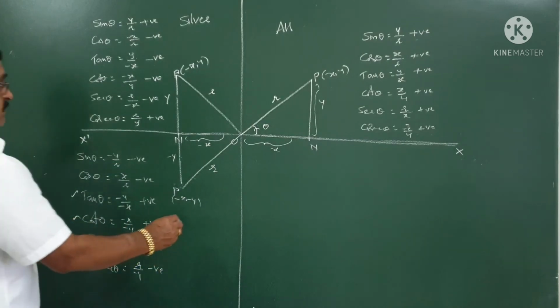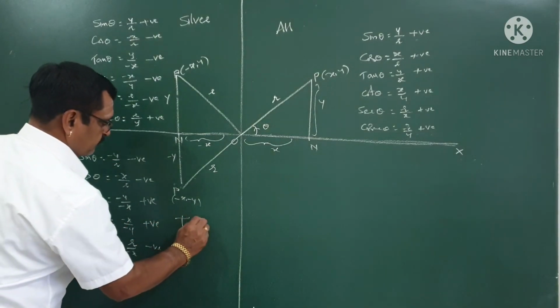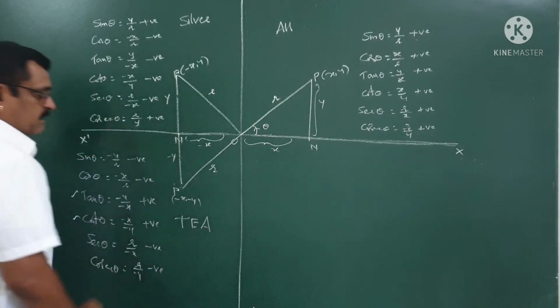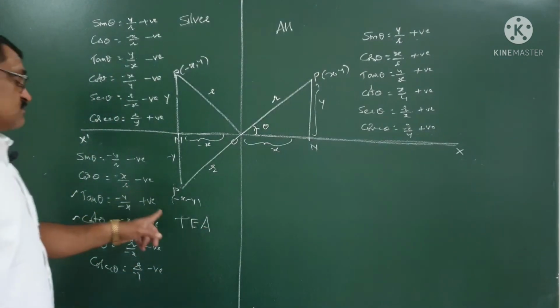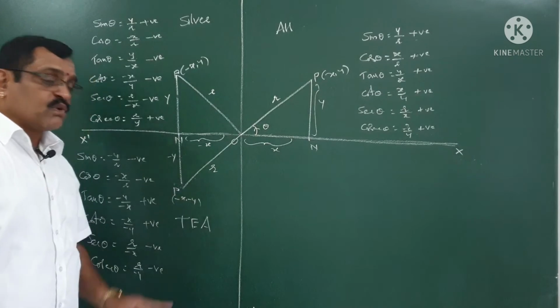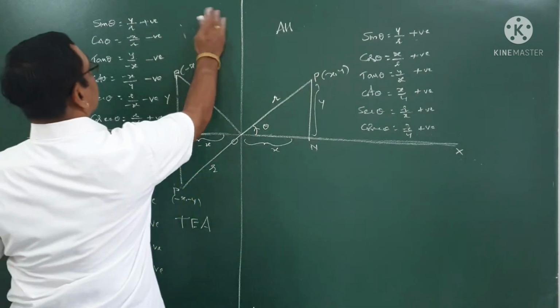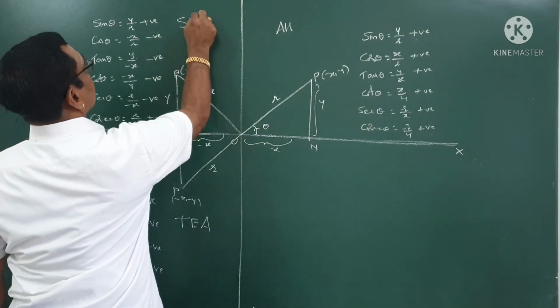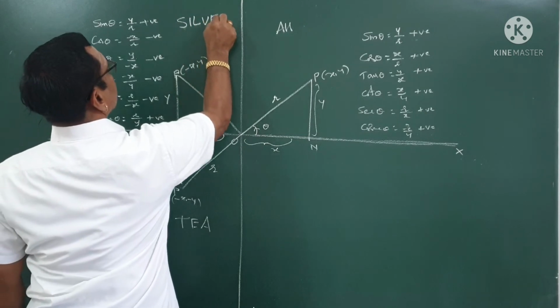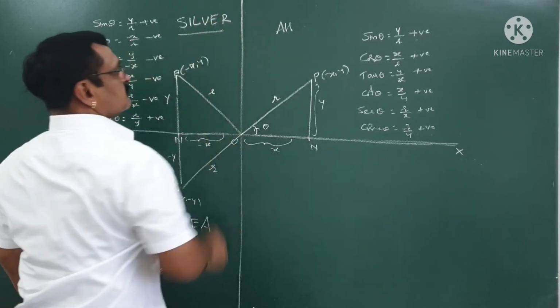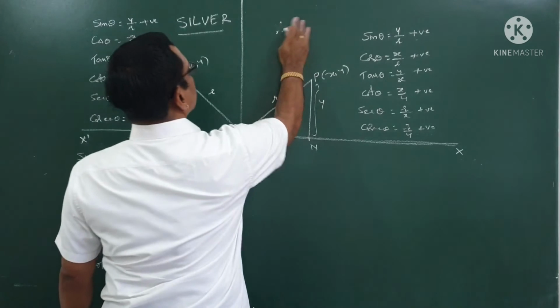So this is T. T means trigonometric ratios starting with T and its reciprocal are positive. Whereas here silver, and this is R.